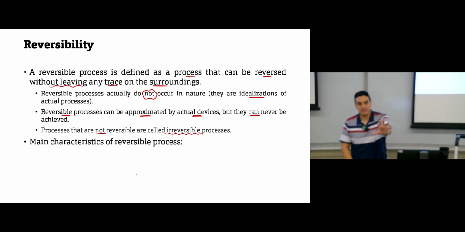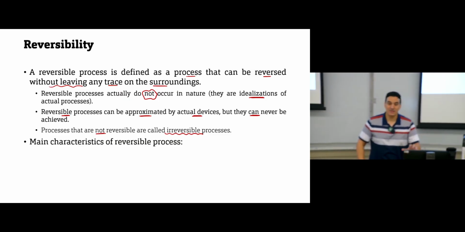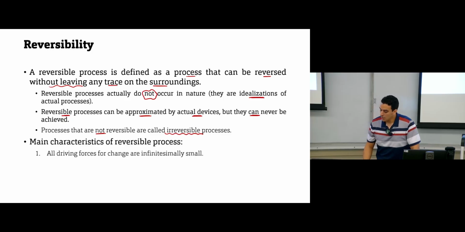So if this reversible process does not exist in nature, something ideal, and we don't have any actual equipment operating this way, why is it important to understand reversibility? Or why do we even use this reversible assumption in our analysis? The thing is, we have some characteristics in this reversible process. These characteristics will give you some advantage in the analysis.